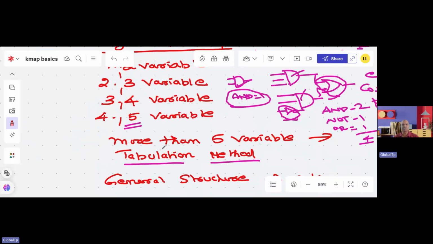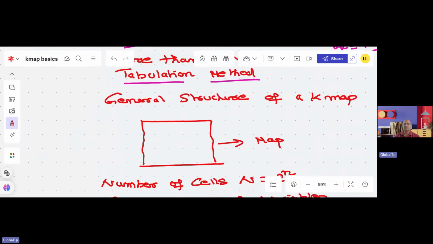So in the next lecture we will see how the tabulation method works, and now we will see the general discussion about what is meant by a Karnaugh map. So this is the general structure of a Karnaugh map. We are giving one map structure. This is generally a map, so it doesn't have anything yet. The overall map will be a square. That's all. So a square-shaped structure.